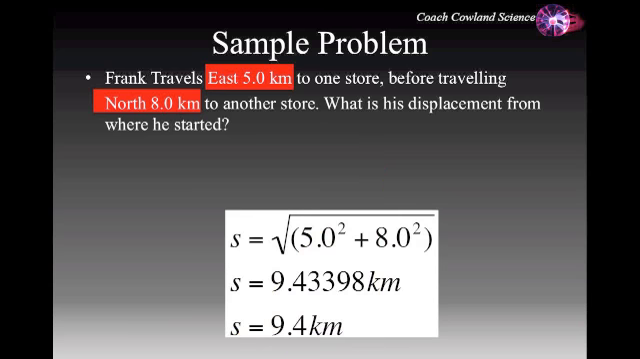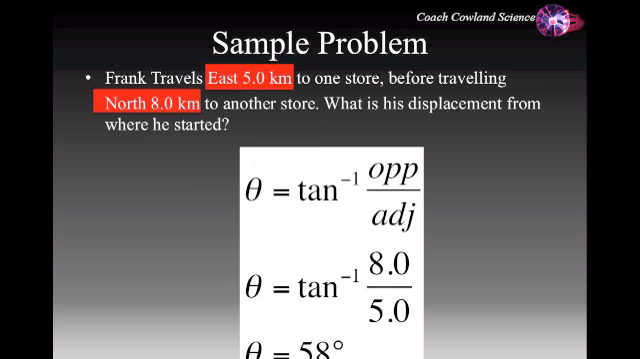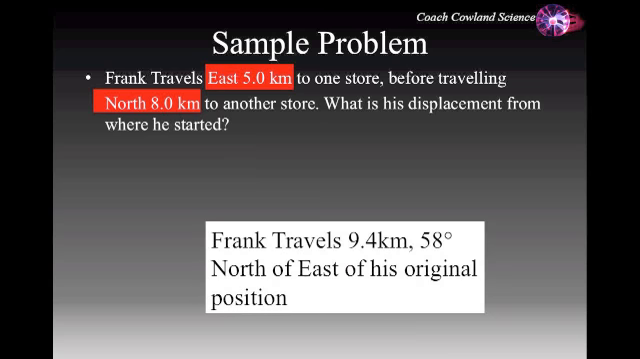The first thing I do is find the magnitude of the vector. The displacement is 9.43398 kilometers. However, I only need 2 significant figures, so I round to 9.4 kilometers. Finally, I use inverse tan of the opposite over the adjacent to give me my angle of 58 degrees. In summary, Frank travels 9.4 kilometers, 58 degrees north of east of his original position.